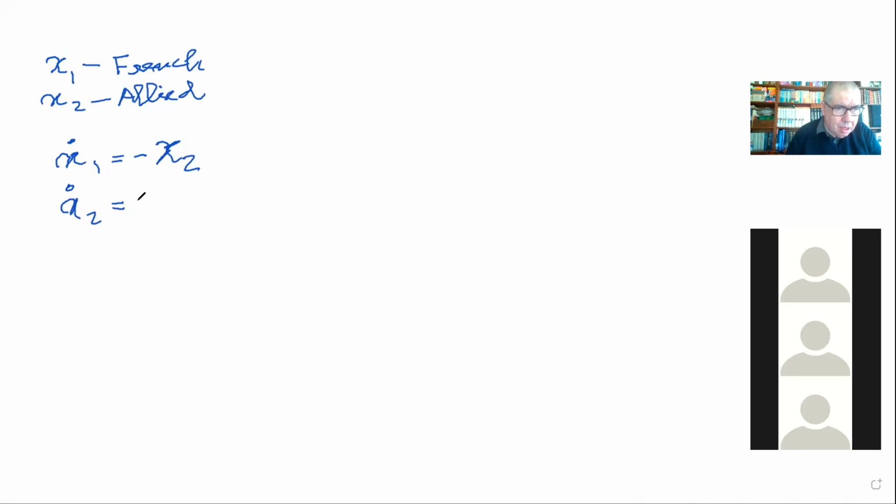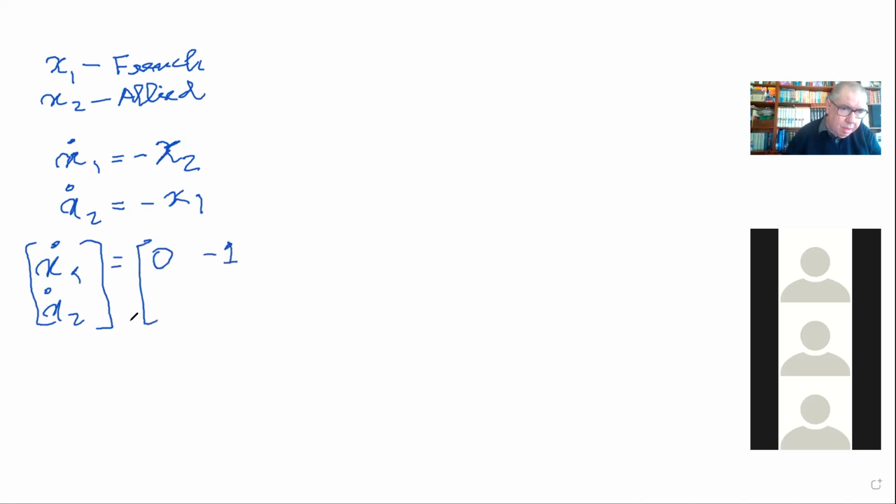We could say it's minus x1. Minus x1, so it's symmetric with respect to that. Okay? So we have a state model, and this state model is something like x1 dot, in matricial form, x2 dot equals to 0, minus 1, minus 1, 0, times x1, x2. Everybody agrees?